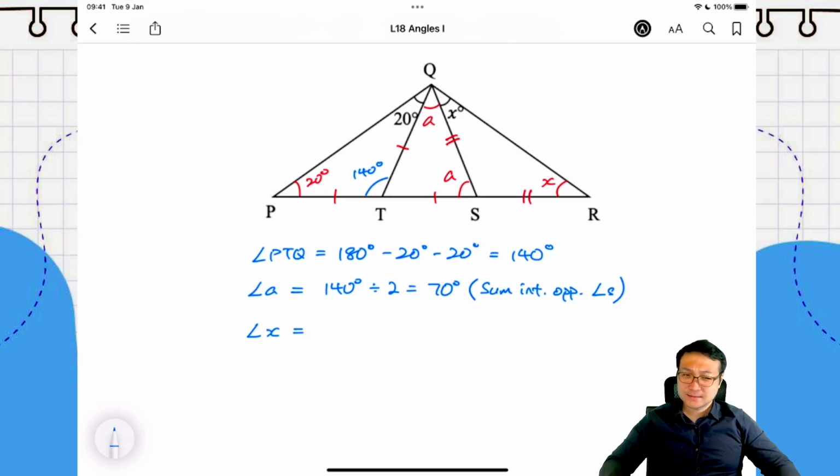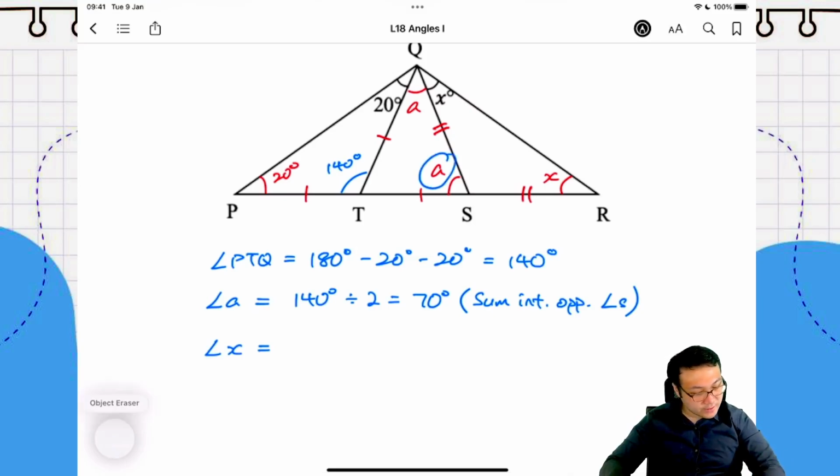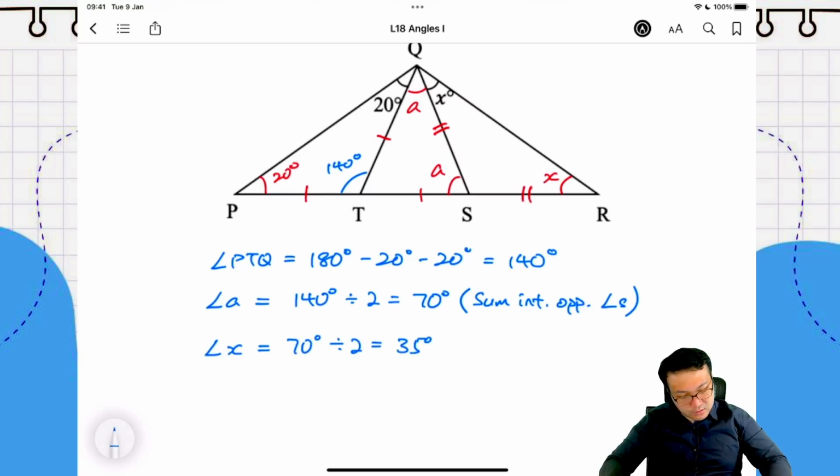70. A is 70. So what is X? Is it 35? 35. Very good. Because this is an exterior angle. The exterior angle equals to the sum of what? The opposite angles. Sum of interior opposite. Very good. So you just need to divide by 2. And we can write down our favorite rule. Sum of interior opposite angles.